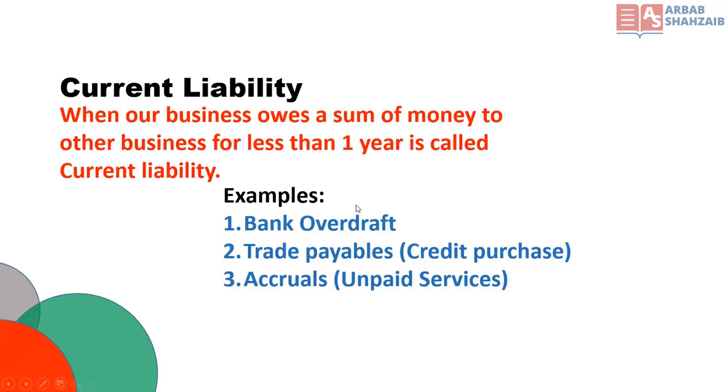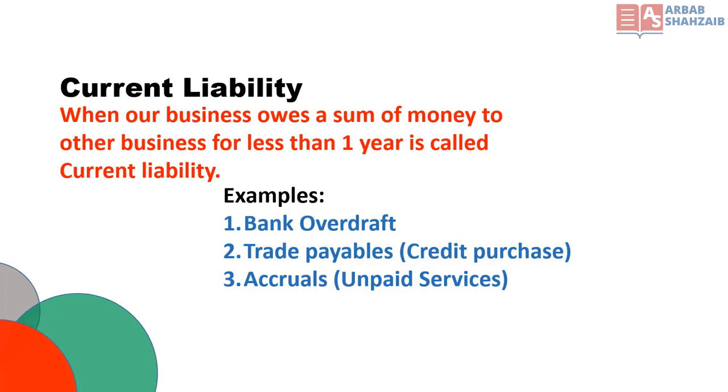Whenever a current liability is created, it will be recorded as a credit entry in the business. For example, we take an overdraft facility from the bank. The bank is paying on behalf of the business if the business does not have enough money in the bank. Trade payables are the credit purchases. We buy something from our supplier on credit, and we will pay them after 1 month, after 2 months, or after 3 months. It is a very good thing. It gives you a benefit to manage the cash.